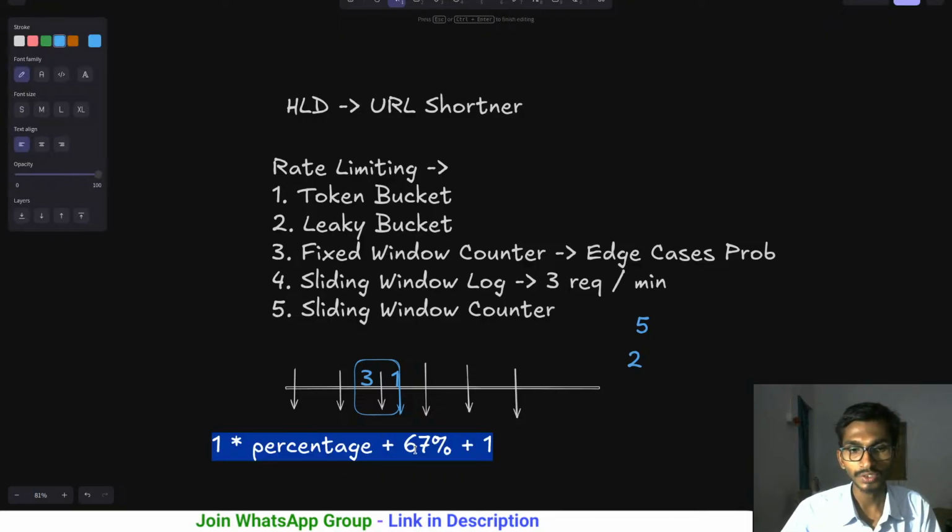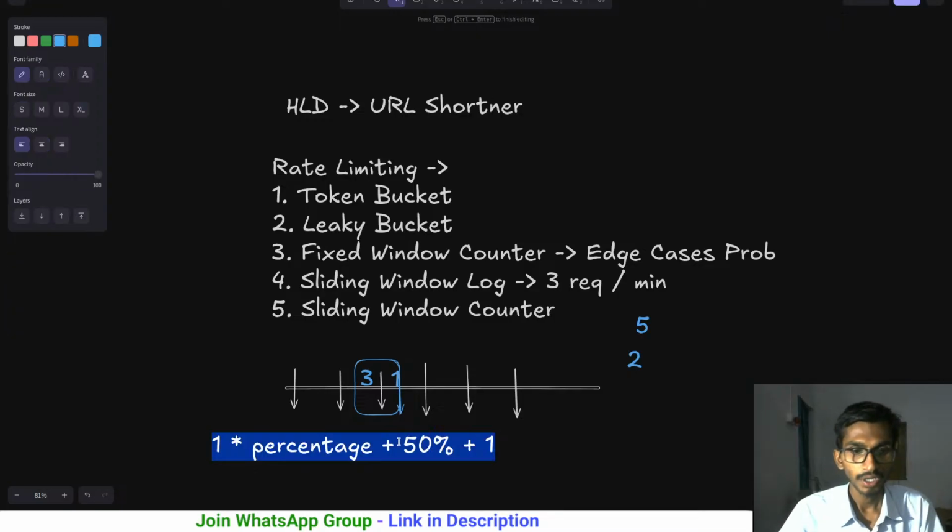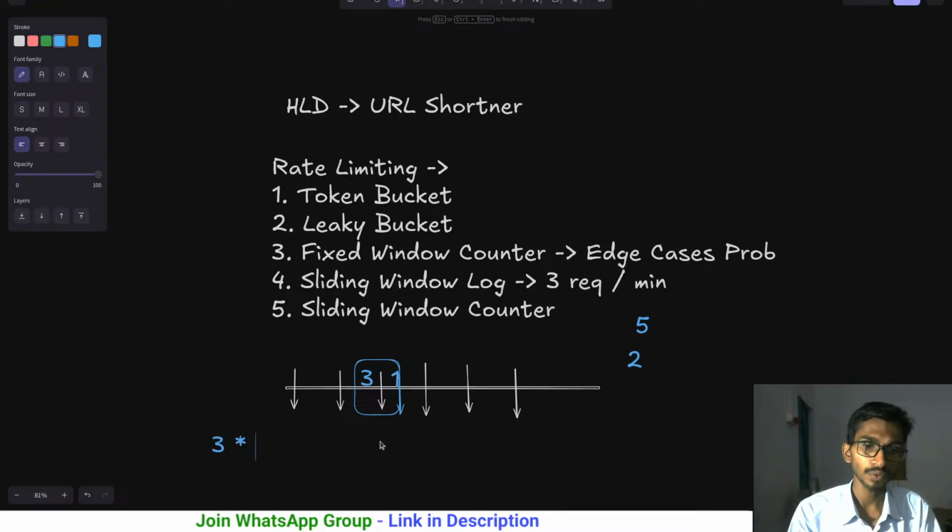50% time got covered. So the time depends on the timing. So this 67% or 50% that I'm gonna have over here, that is about the time. So if I have it over here, how much time has been resolved in this particular interval, ultimately window, and how much time is remaining over here. So suppose it is 50-50. So 50% time of the previous window is remaining, 50% time of the next window is remaining, right now. So in this particular case, I have 3 requests and percentage 50%.